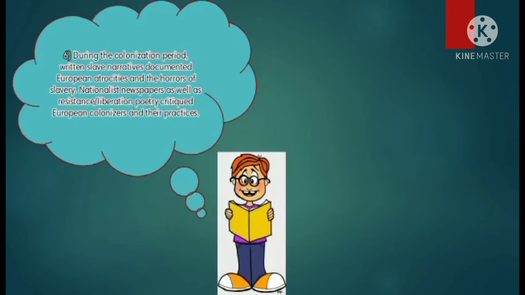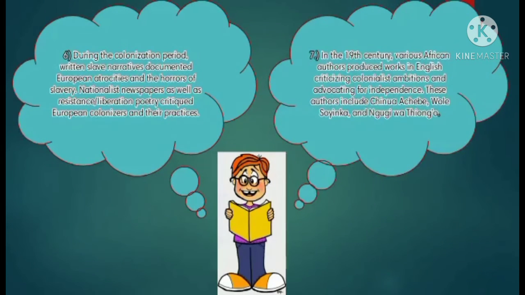Sixth, during the colonization period, written slave narratives documented European atrocities and the horrors of slavery. Nationalist newspapers, as well as resistance liberation poetry, critiqued European colonizers and their practices. Seventh, in the 19th century, various African authors produced works in English criticizing colonialist ambitions and advocating for independence. These authors include Chinua Achebe, Wole Soyinka, and Ngugi wa Thiong'o.